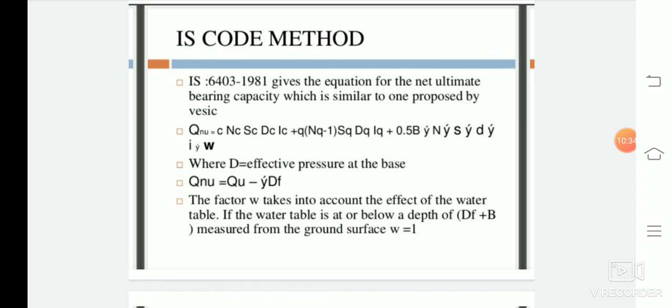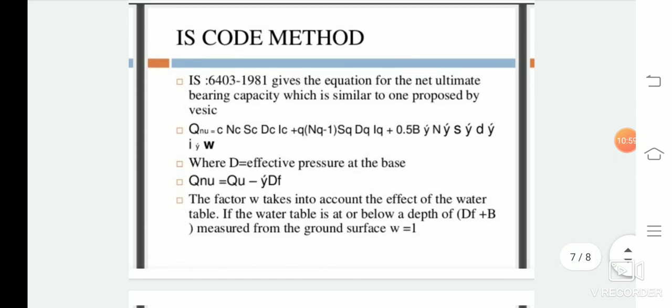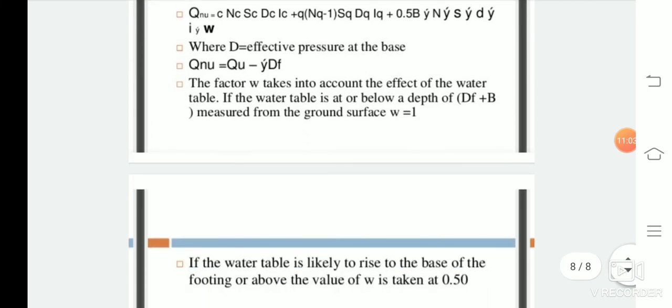and the value of N phi is given by tan squared (45 degrees plus phi by 2). And lastly, the inclination factors. The values of the inclination factors ic and iq are given by (1 minus alpha by 90) whole squared, where alpha is the inclination of the load to the vertical in degrees, and i gamma is equal to (1 minus alpha by phi) whole squared. These are the inclination factors of the load.